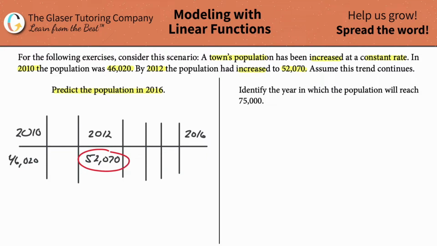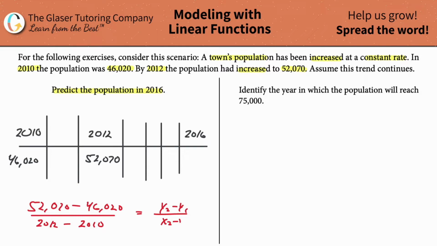If the population is this at a point in time that is 2 years later than 2010, and I know the population at that time as well, then I can figure out the per year change in number of people. In other words, you simply take the difference, 52,070 minus 46,020, and then divide by the change in the number of years. 2 years pass. You could have simply plugged in 2012 minus 2010. And wait a minute, is this y2 minus y1 over x2 minus x1? Well, by gosh, by golly, it is. This is the slope formula. So what you're doing is calculating the slope.